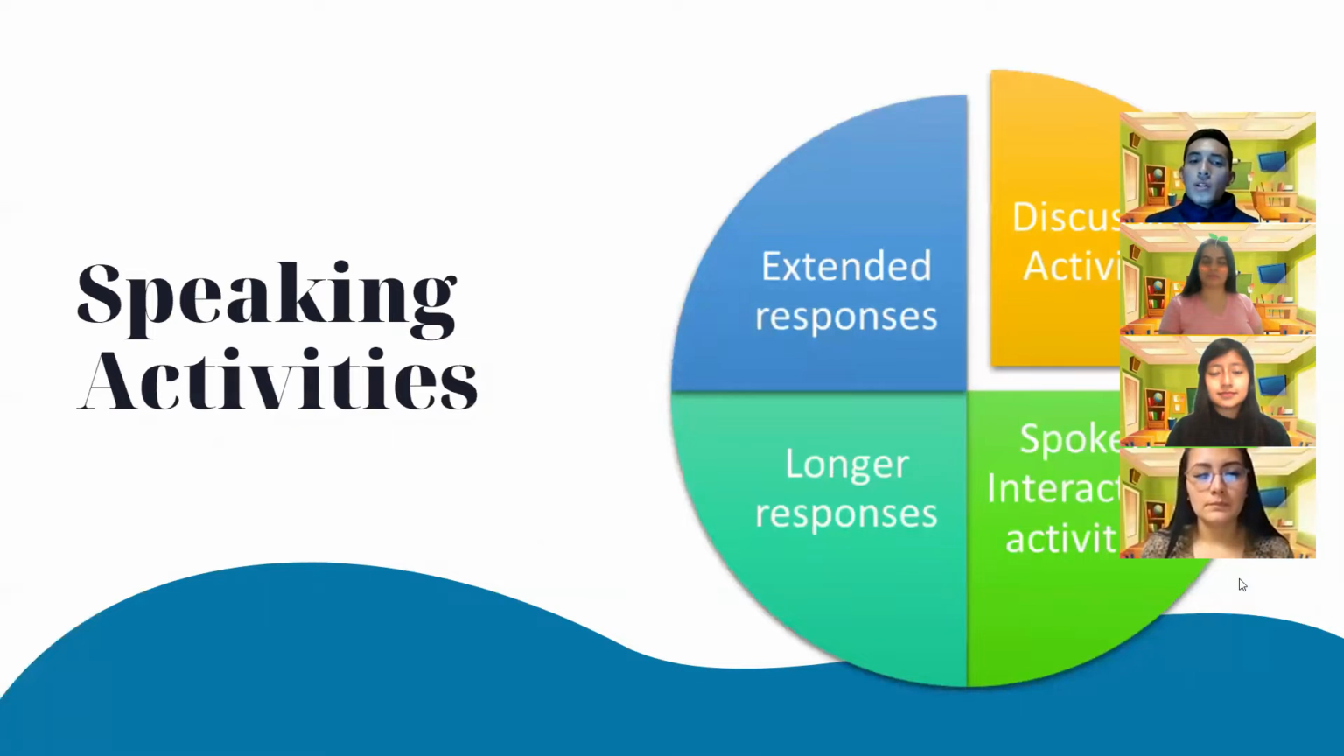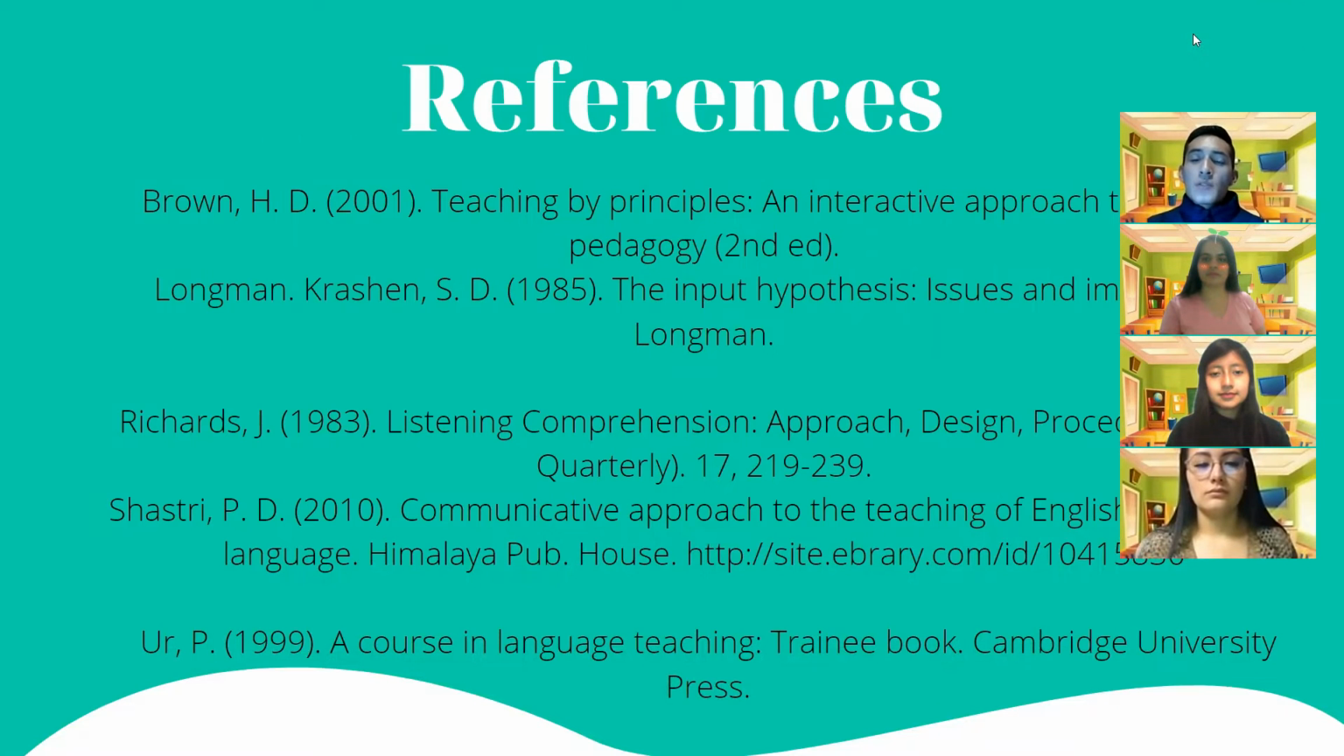Finally, we're going to talk about the speaking activities. The first one is discussion activities. Here we have describing pictures, picture differences, among others. The second one is spoken interaction activities, such as giving instructions, self-correcting mistakes, guessing, among others. The next one is longer responses, where you answer questions using examples or argumentation. Next, we're going to present our activity.